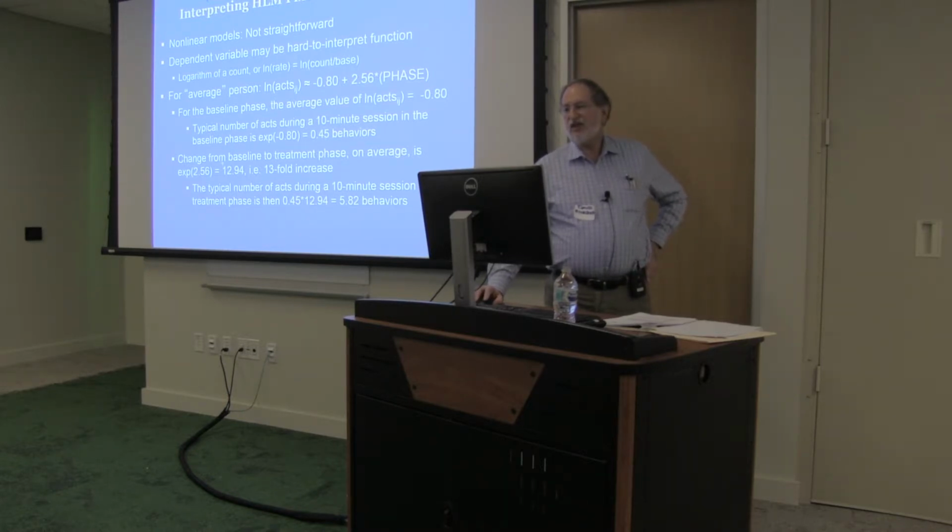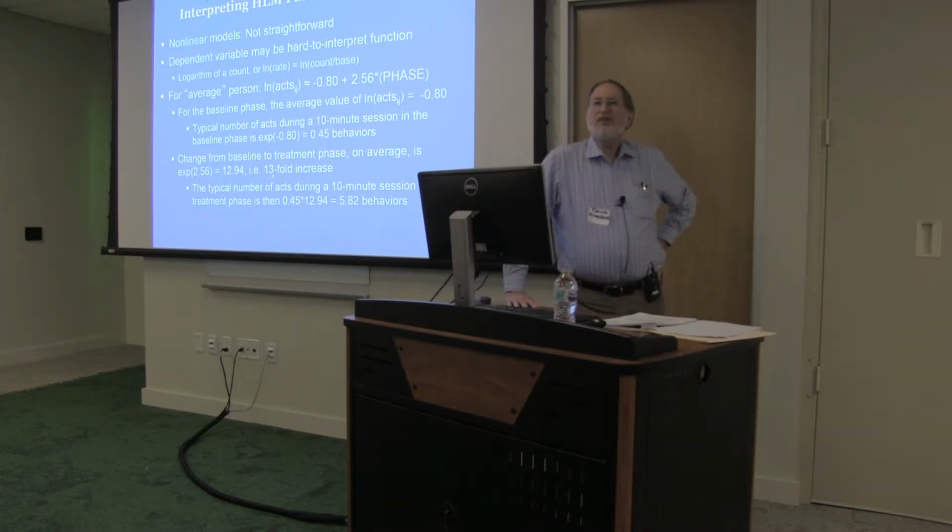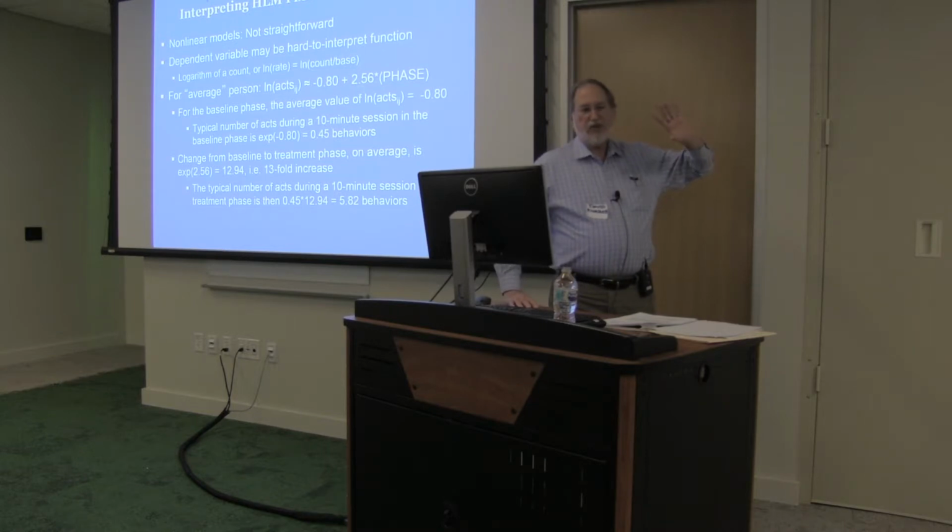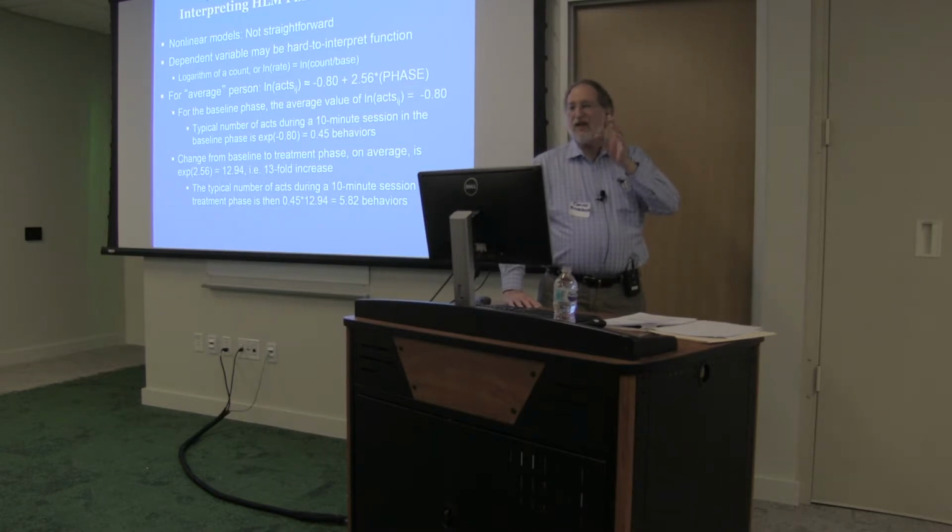The change from baseline to treatment phase is 2.56 was the number I estimated. So you have to exponentiate that to reverse it. So that is about 13, right? 12.94 is round off to 13. So what that's saying is there's a 13-fold increase in the amount of that kind of behavior due to treatment. So we could hide all this logarithm stuff and Poisson behind the scenes and just tell researchers it increased it.